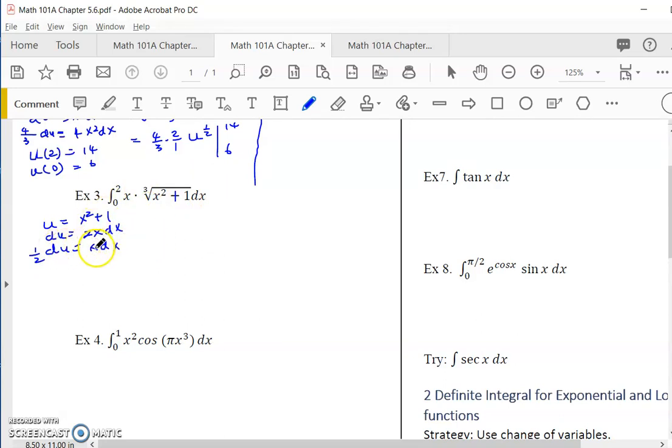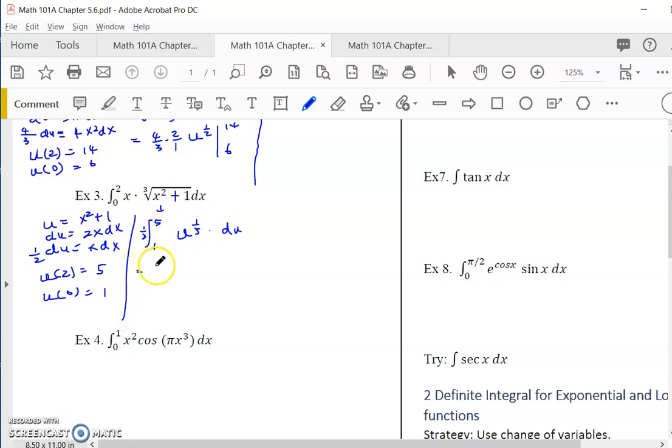Okay, so that's good. Oh, but I need to replace the limits also. U of 2 would be 5. U of 0 would be what? 1. So the definite integral now becomes 1 to 5. And then my x dx would be half du. My x squared plus 1 to the cube root is u to the 1/3. And then times du, with 1/2 outside, right?